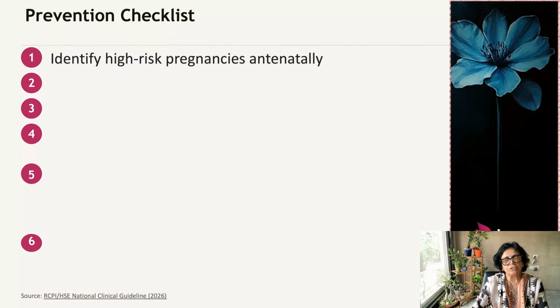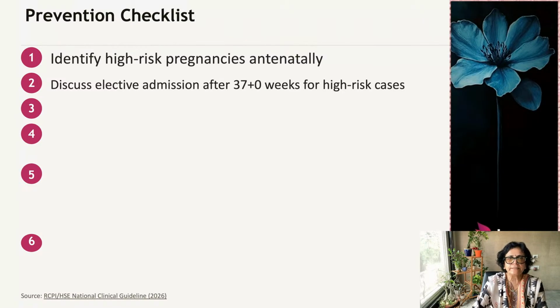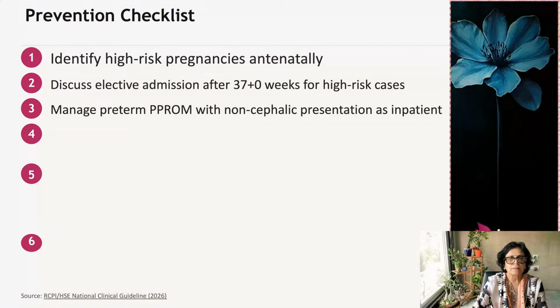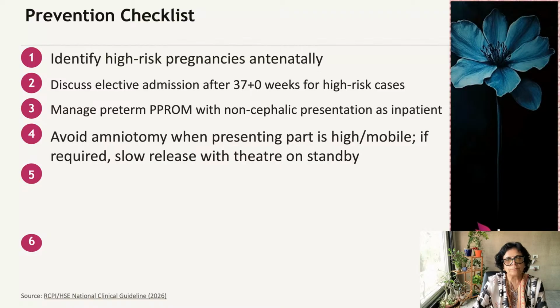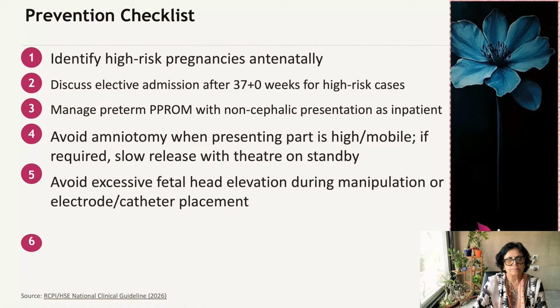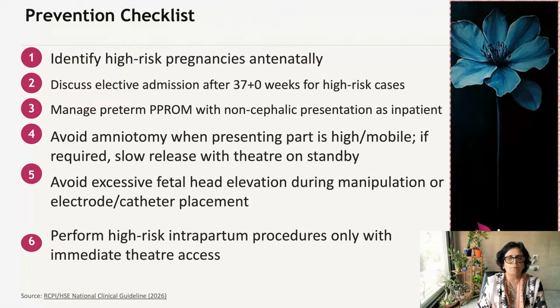So, what should be the prevention checklist? Identify the high risk pregnancy antenatally. Discuss elective admission after 37 plus weeks for high risk cases. Manage preterm PPROM with non-cephalic presentation as an inpatient. Avoid amniotomy when the presenting part is high and mobile. If required, do a slow release with the theater on standby. Avoid excessive fetal head elevation during manipulation or electrode and catheter placement, and perform high risk intrapartum procedures only with immediate theater access.